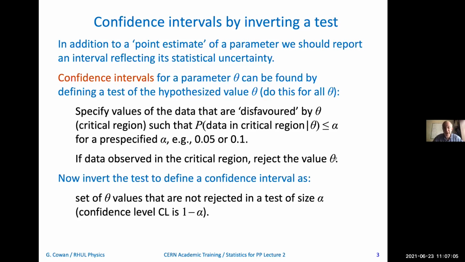Now, having done that for one value of theta, do it for all values of theta. Some values will be rejected, others will not be rejected. And the set of theta values that are not rejected in this test of size alpha are said to constitute a confidence interval. And we say that the confidence level, or CL, of the confidence interval is 1 minus the size of the test that you use. All right, so if alpha was 5%, you would say that this is a confidence interval at 95% confidence level. So that's the basic idea of a confidence interval.